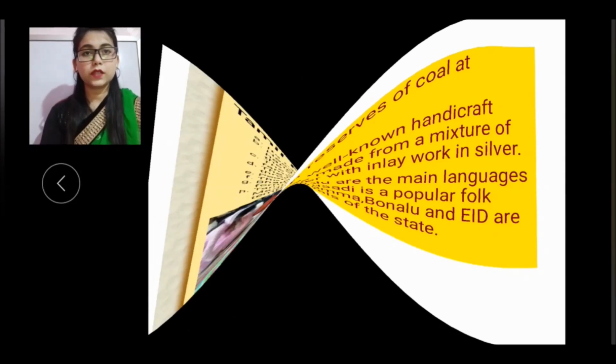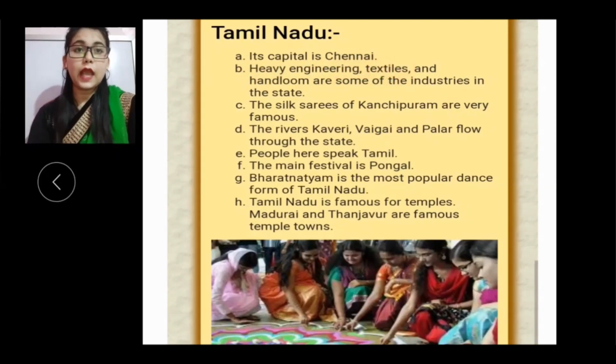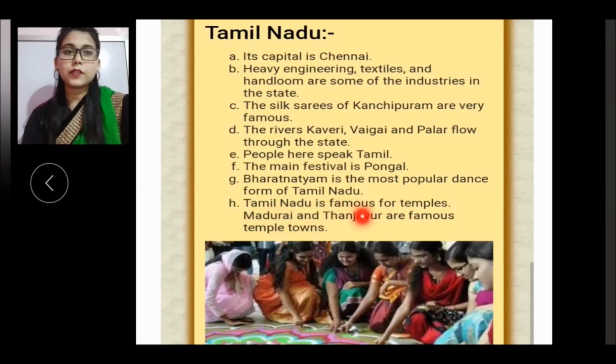Now let's move further and see about Tamil Nadu. Its capital is Chennai. Heavy engineering, textiles and handloom are some of the industries in the state. The silk sarees of Kanchipuram are very famous. The rivers Kaveri, Vaigai and Palar flow through the state. People here speak Tamil. The main festival is Pongal. Bharatanatyam is the most popular dance form of Tamil Nadu. Tamil Nadu is famous for temples. Madurai and Thanjavur are famous temple towns.